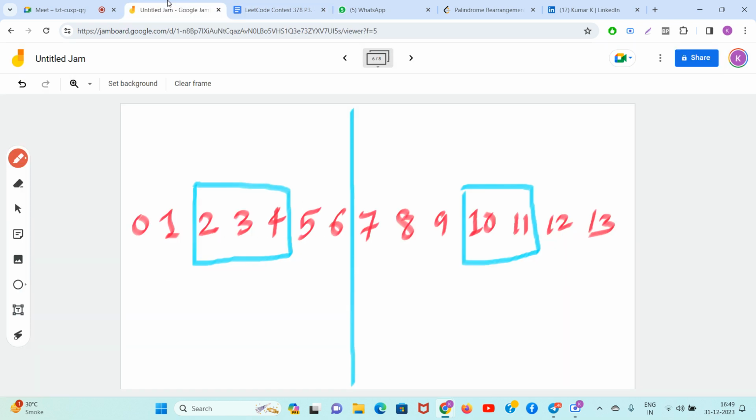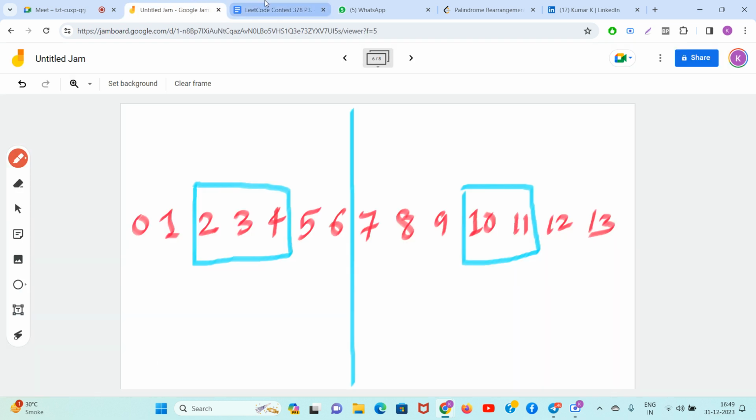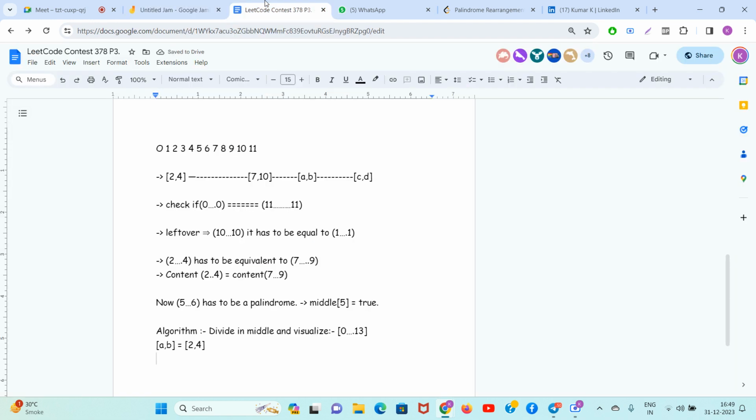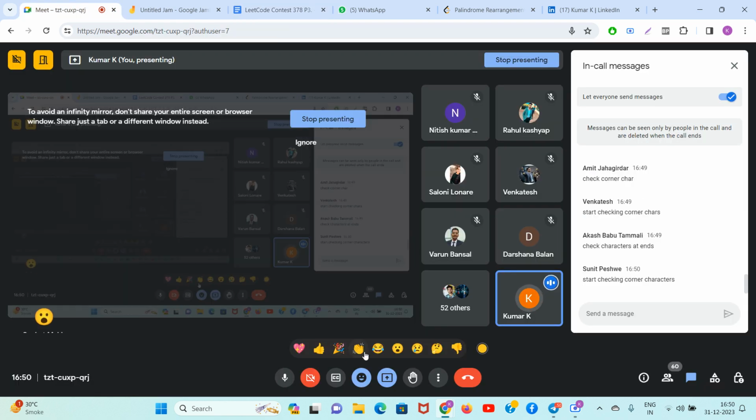Let me first write A to B is 2 to 4. Guys, the actual code is 200 lines, it is very big. And C to D is 10 to 11. This time I did not fear showing you the code in advance because I know you will not understand anything. Such a big code, what will you do even seeing it.